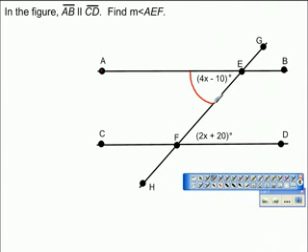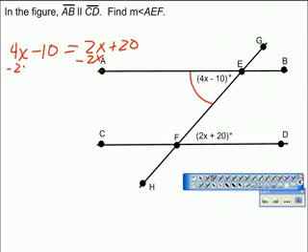Well, if their numbers are equal, what can I do with 4x minus 10 and 2x plus 20? Their measures are equal. What can I put in between them? An equal sign. What does that look like now? Looks like chapter 3, doesn't it? Solving an equation. How am I going to solve this?